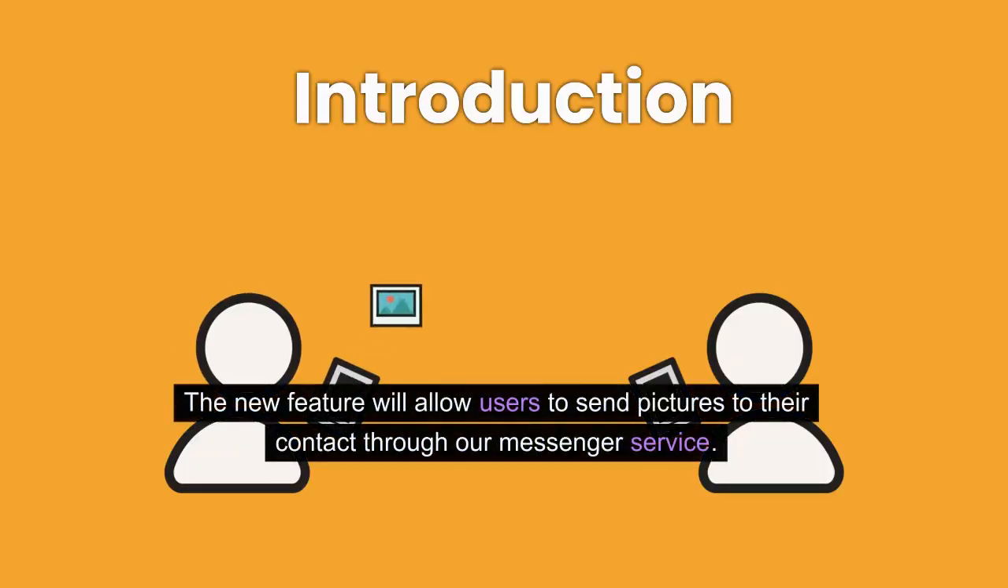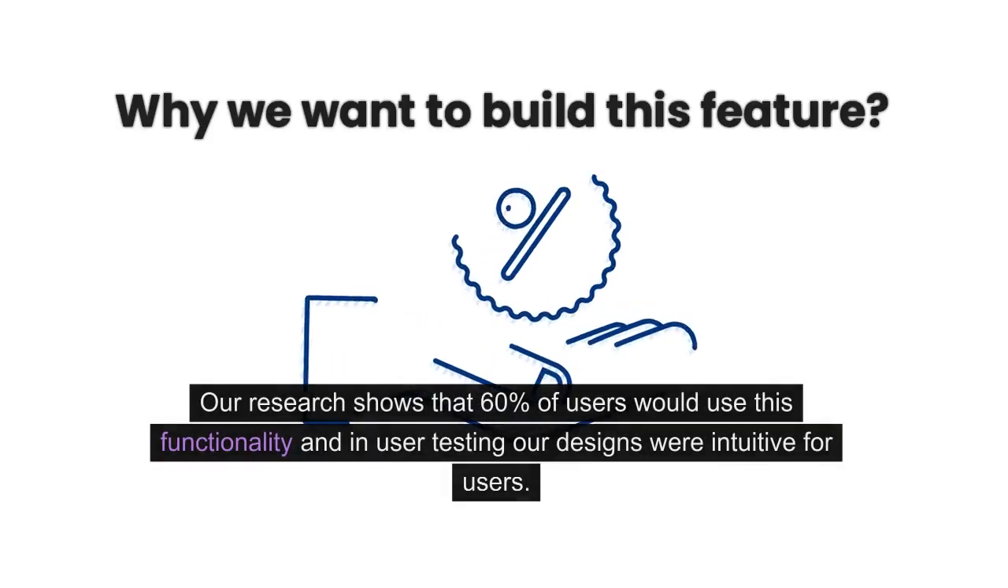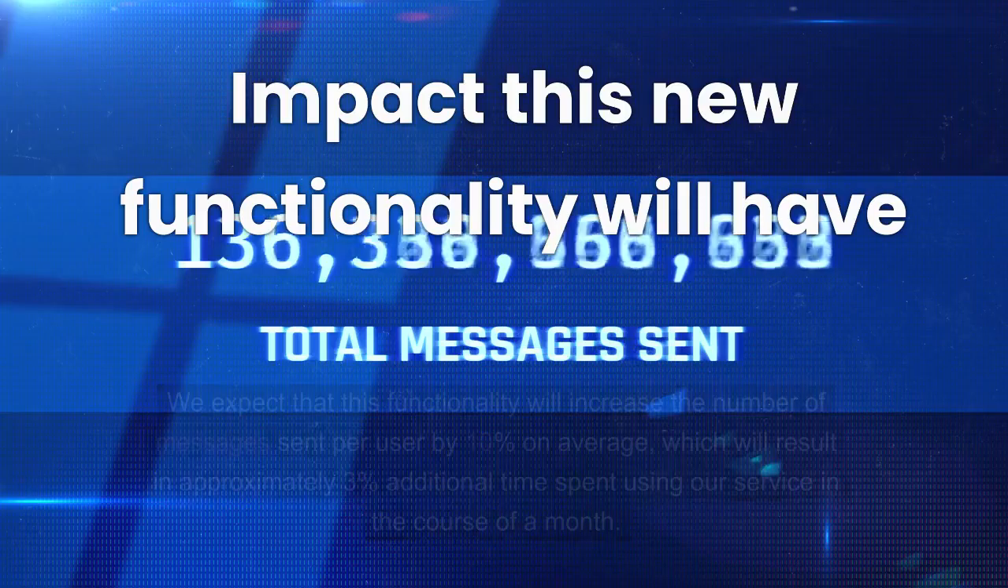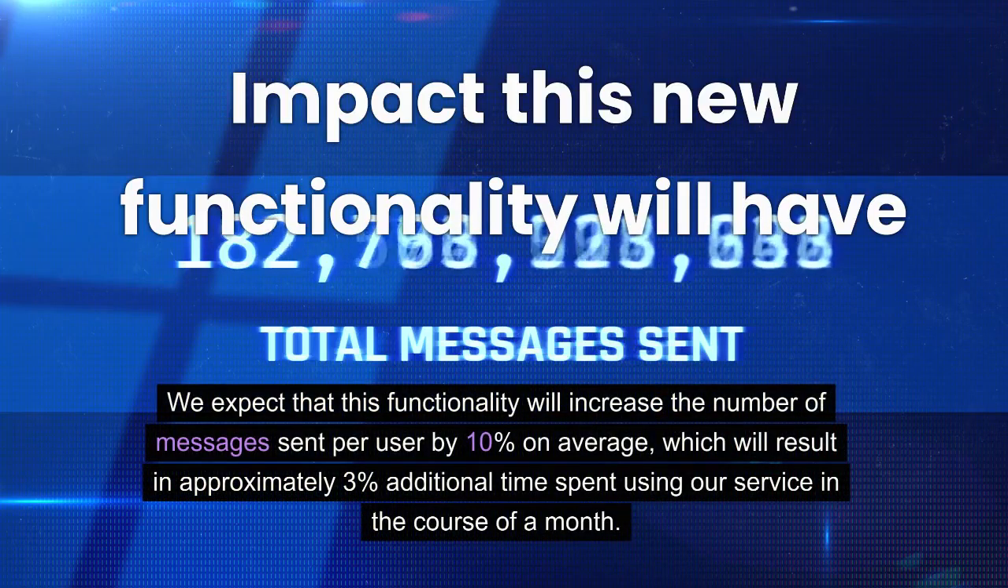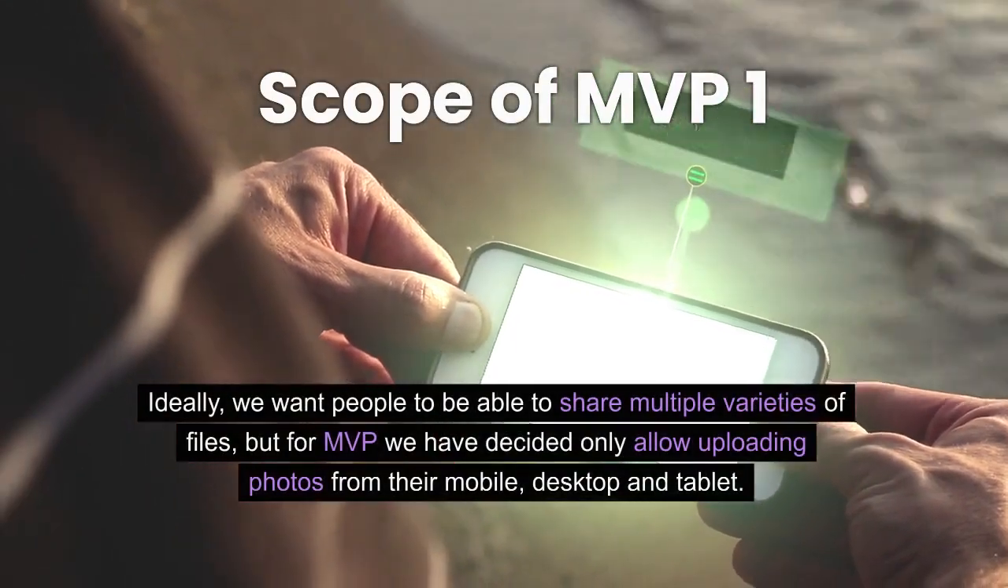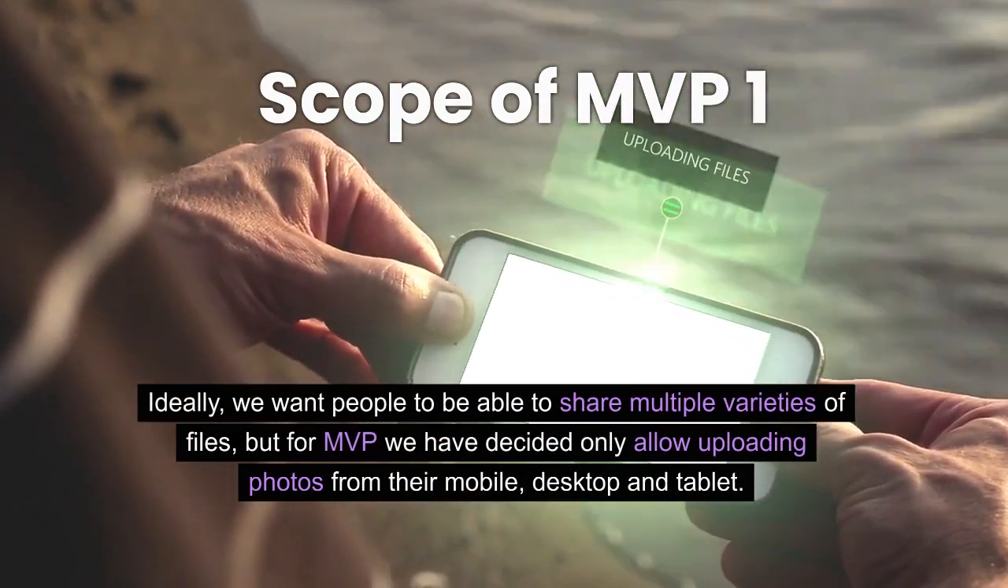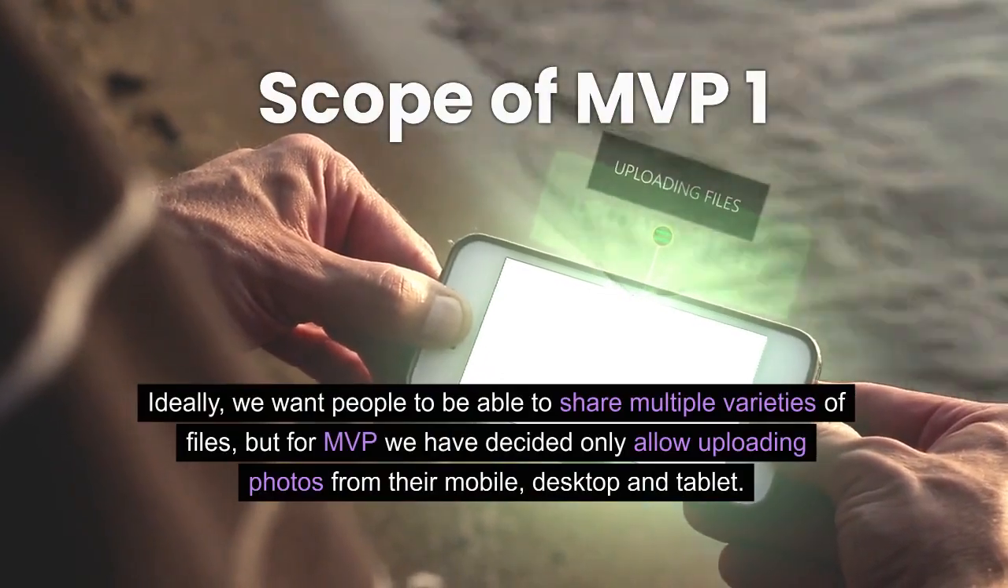The new feature will allow users to send pictures to their contacts through our messenger service. Our research shows that 60% of users would use this functionality, and in user testing our designs were intuitive for users. We expect that this functionality will increase the number of messages sent per user by 10% on average, which will result in approximately 3% additional time spent using our service in the course of a month. Ideally, we want people to be able to share multiple varieties of files, but for MVP we have decided to only allow uploading photos from their mobile, desktop and tablet.